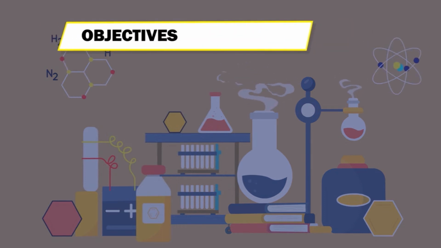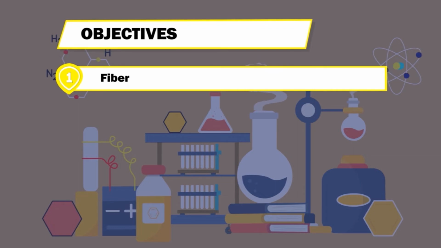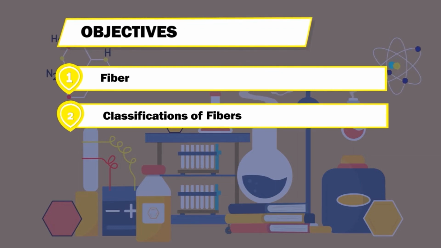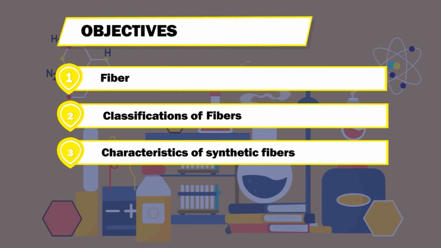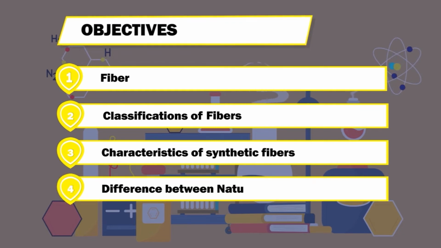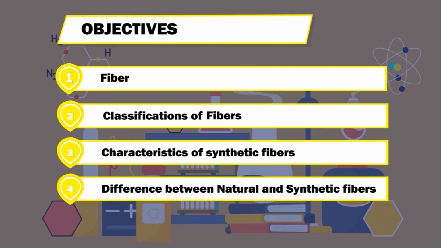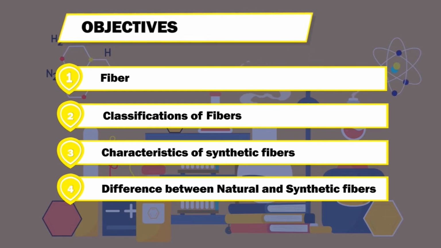the objective. Okay? So, we are going to study about what the fiber is, its classifications, their characteristics, and a little bit of difference between natural and artificial or synthetic fiber. And we are also going to get a little bit of sneak peek into what polymers are.